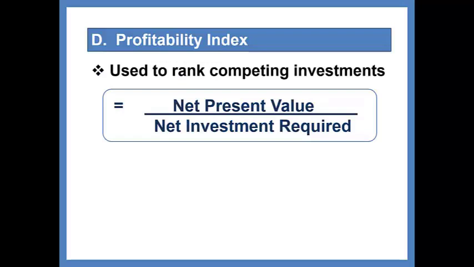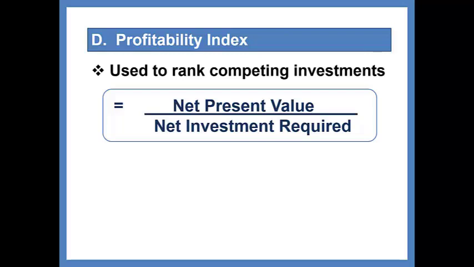All right, profitability index. This is really useful if you're trying to rank competing alternatives. And so you can take the net present value and divide by the net investment required. This way you're looking at how much am I getting in terms of net present value relative to what I'm having to invest, because you tie those funds up and can't use them elsewhere.